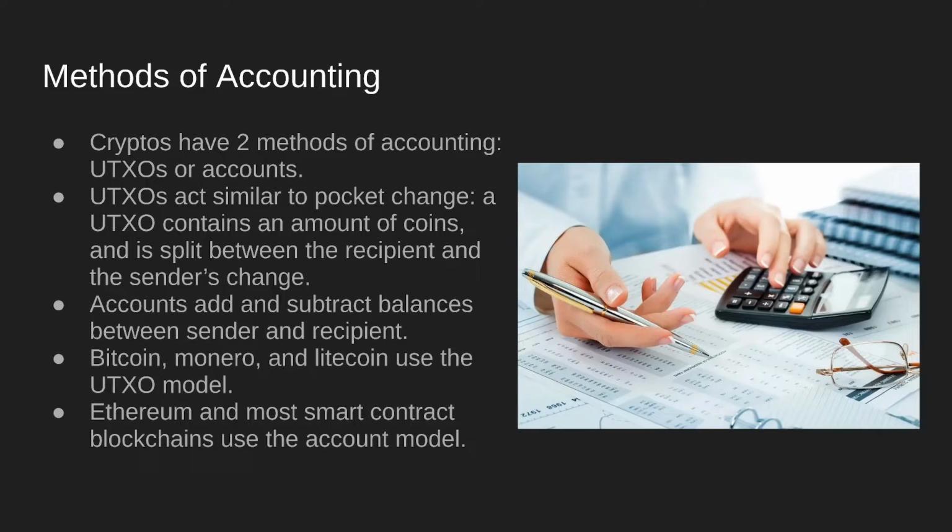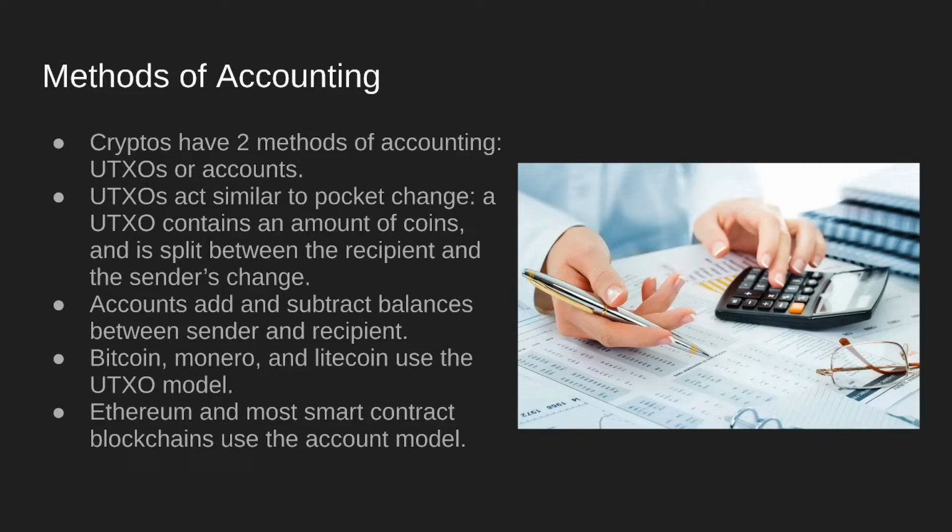This is basically a UTXO contains a certain number of coins, and they can be split between a recipient and the sender's change. And these coins basically can be tracked all the way back to when they were mined in Bitcoin, depending on the privacy level.